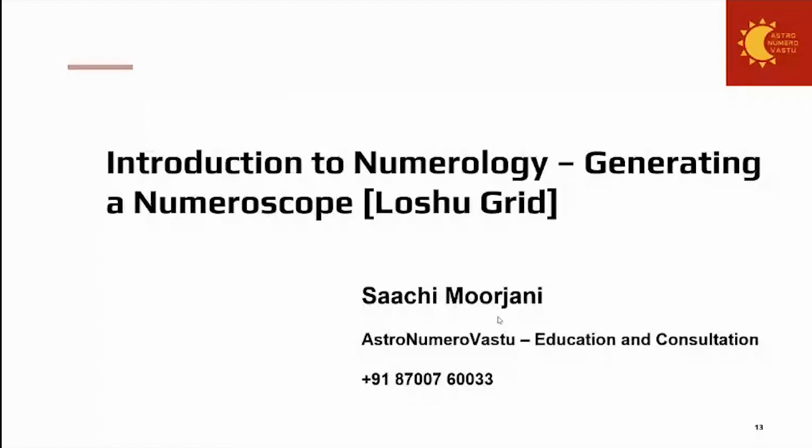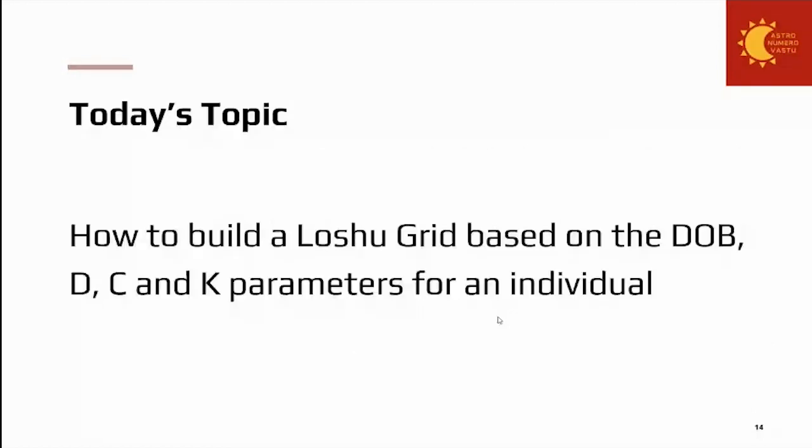Today we are going to learn how to generate a numeroscope. This numeroscope is based on the Loshu grid. The Loshu grid is built on the basis of the date of birth of the individual and the driver, conductor and KUA number of the individual. In the last 2 sessions, I have already taught you the calculations of driver, conductor and KUA number. If you have not gone through those videos, please go through them and learn how to calculate driver, conductor and KUA number. Then we can proceed to build the Loshu grid.